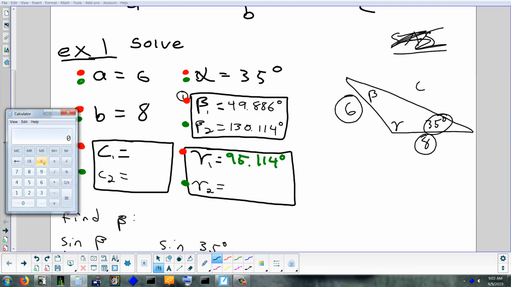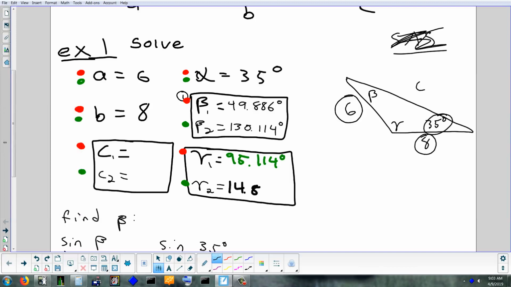Okay. How about gamma 2? What 2 angles are going to be involved to find that? Alpha and beta 2. Add those up. That's 165.114. And subtract that from 180. We get 14.886. Now we don't have any empty rows.